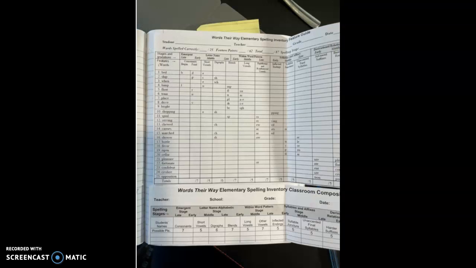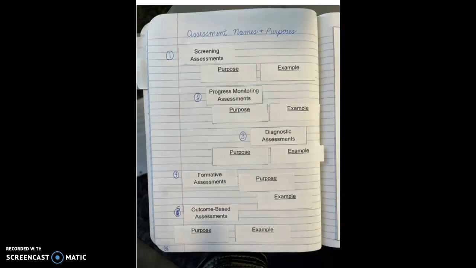On page 37 is where I put the chart to record the errors and to look at the data. And then as a review, kind of like an exit ticket, what are the purposes and some examples of the different types of assessments? There's 5 of them. Even though we read about 4, we talked about one other one in class.